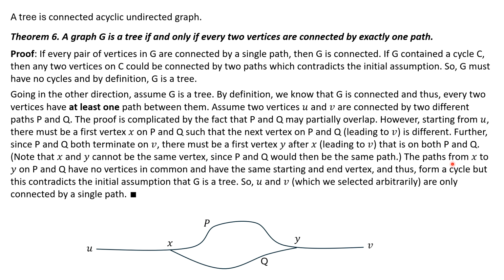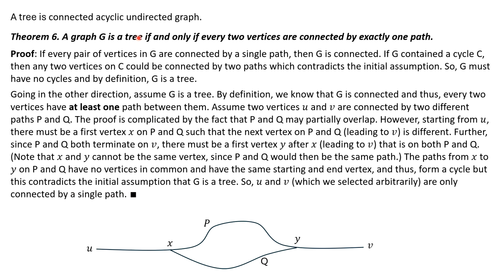The paths from X to Y on P and Q have no vertices in common and have the same starting and end vertex. So we're just talking about this path and this path here. And thus, they form a cycle that contradicts the initial assumption that G is a tree. So U and V, which we selected arbitrarily, are only connected by a single path, exactly one path.